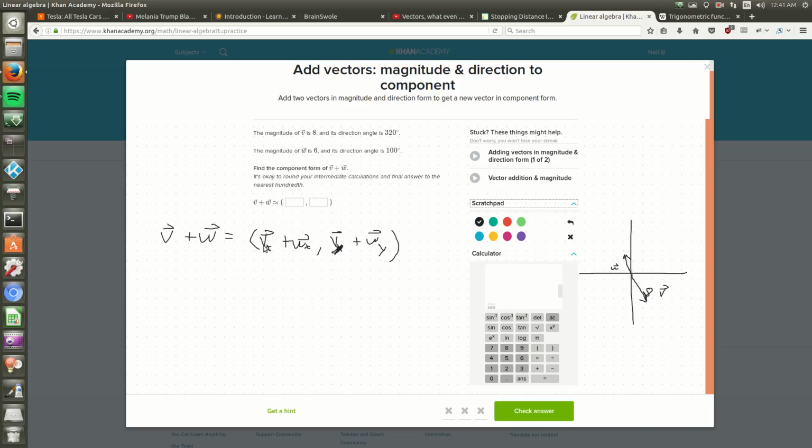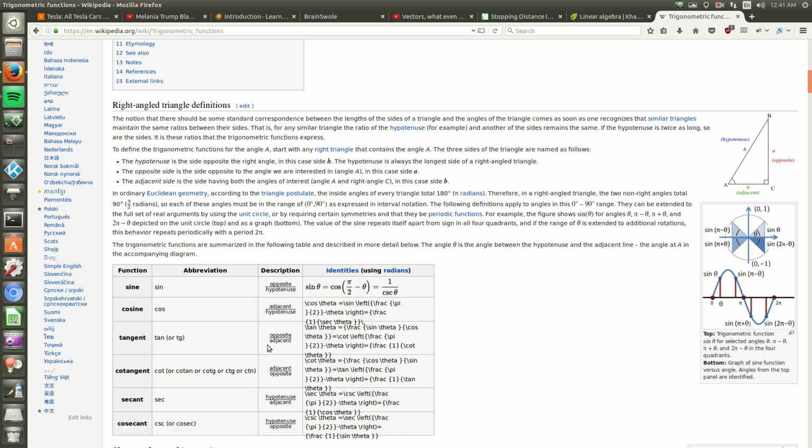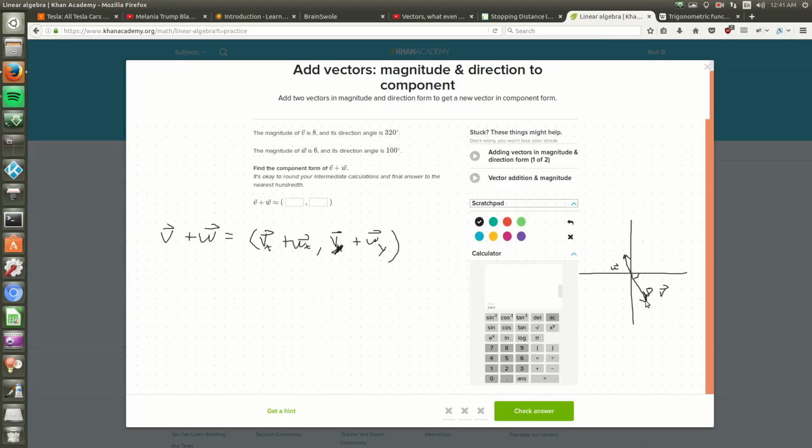And now you have to go back to your old trig functions. You want to figure out this triangle here. If you want to get x, it's adjacent, so cosine is adjacent, and sine is the opposite. If you want to get the y vector, then you have to go opposite, so this line. So if you write it out, you take the magnitude times the cosine of whatever your angle is.